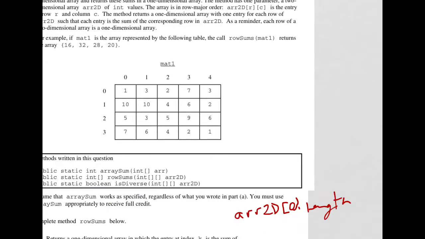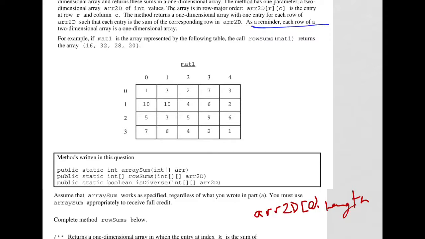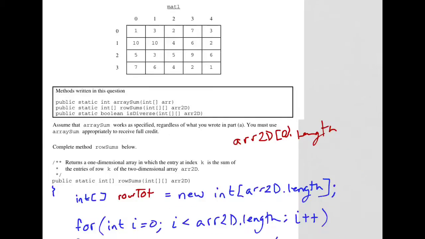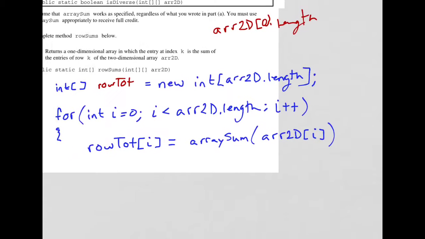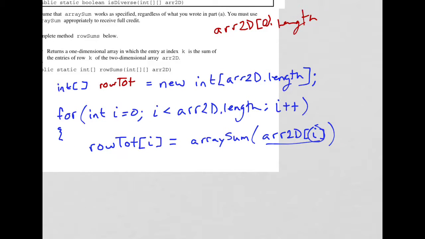But then I'm going to use this hint. Each row is a one-dimensional array. So how do I look at the first row? Well, this is row major order. So I can actually just say arr2d[i]. Because what does this do? This looks at the 0th row because it's in row major order.